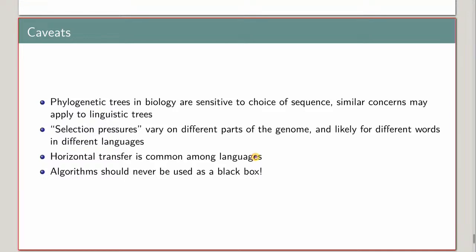And so I'm guessing the linguists who do these things are first experts in linguistics, and so they know all these issues. But one should not use algorithms as a black box. So if you're using something like Beastling, I think it's good to know exactly how it works, as well as what kind of data you're giving it.